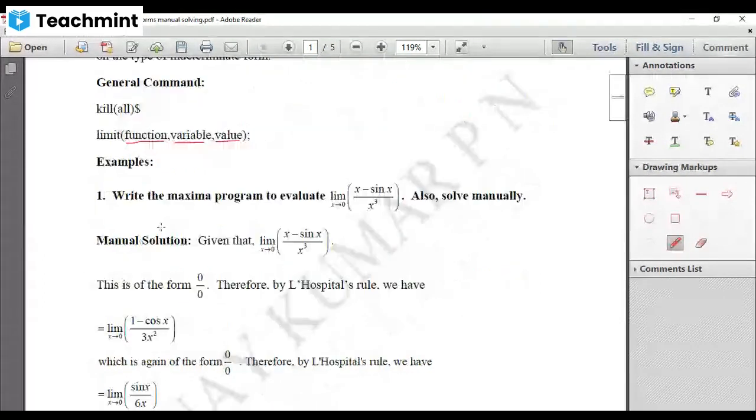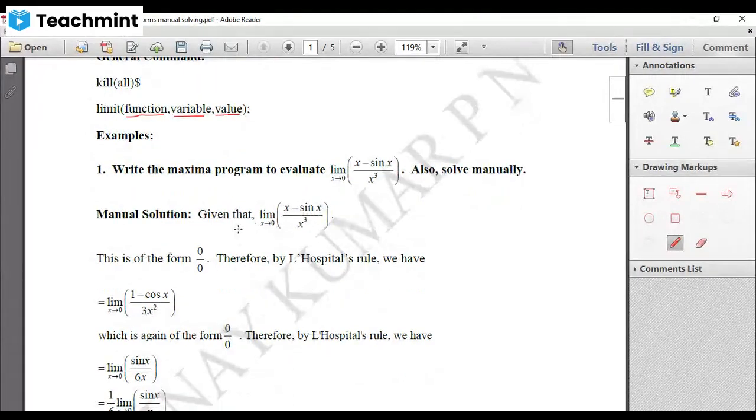For example, let us see. Write the Maxima program to evaluate the limit as x tends to 0 of (x minus sin x) divided by x cube, and also solve it manually. Before writing the Maxima program, let us evaluate this manually. What is your given limit? It is the limit as x tends to 0 of (x minus sin x) divided by x cube.